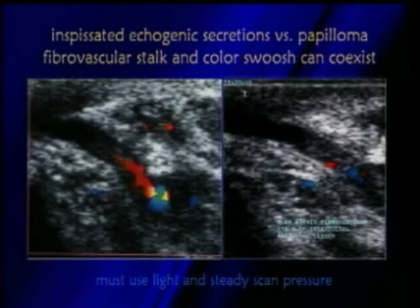Now, looking at inspissated echogenic secretions versus a papilloma, if you use light pressure, sometimes you can see fluid moving back and forth with the echogenic secretions, whereas with the true papillary lesion, we get a vessel coursing through the middle of it. So this is an intraductal papilloma. This was just thick secretions, and by applying pressure, you can get the color swoosh that you can see with that.